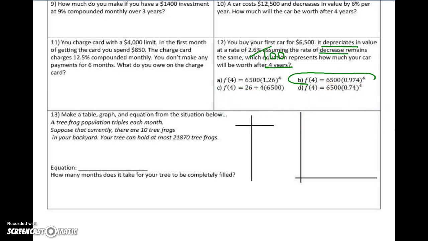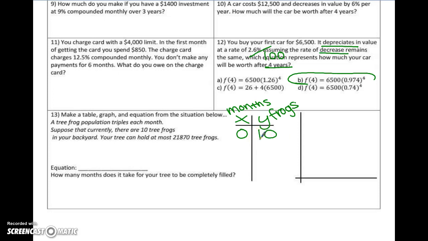So if we're going to make a table, remember time is always x. So I could put x here, or I could put an m for months. Might be more helpful. And the output is how many tree frogs we have. We could say y, or we could put f for frogs. So in this case it says we have 10 to start out with. That means at 0 months we have 10 frogs.